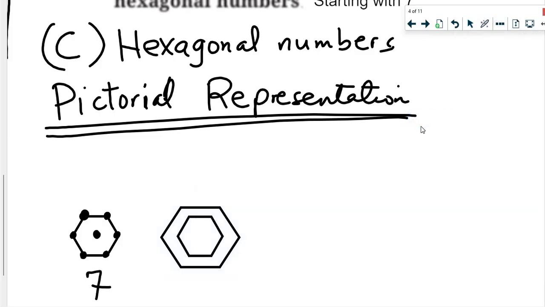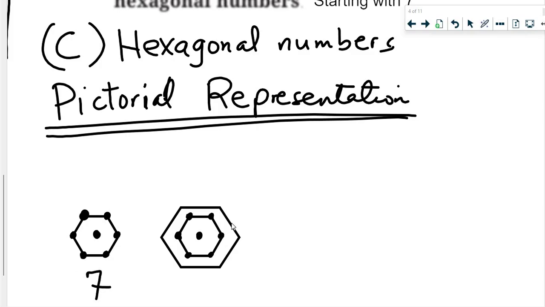Now, let us see what will happen. The first one, let us count. We have how many dots? Put them here. 1, 2, 3, 4, 5, 6. Put 1 dot at the center. You have a total of 7 dots like before.